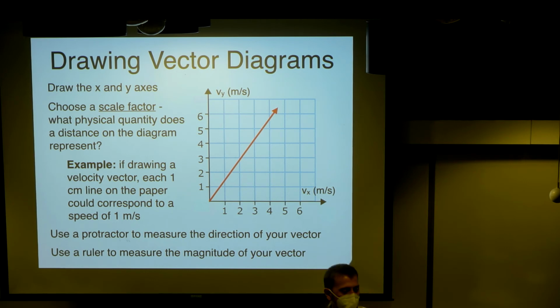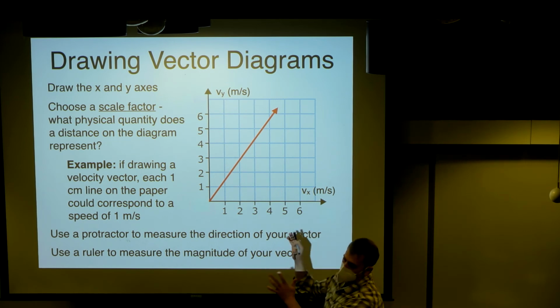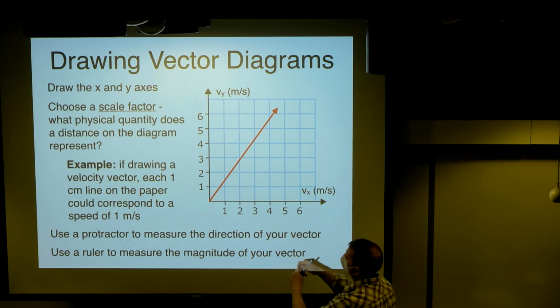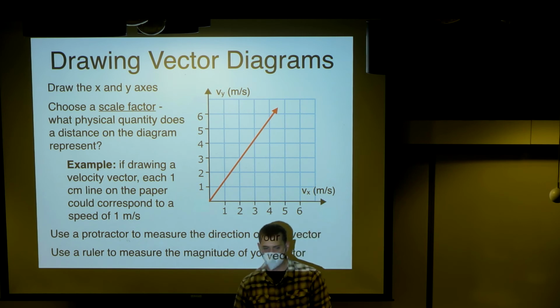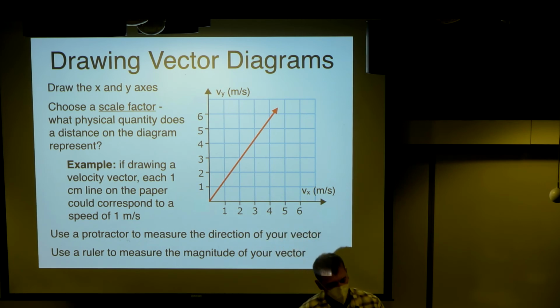So let me show you an example of when a scale factor is used in everyday life. If you're ever reading a map, you may see a little indicator at the bottom of the map with a bar that says this length represents, I don't know, 10 miles, 100 miles, whatever. That's an example of a scale factor, right? In other words, we want to know what physical quantity are we representing with a certain distance on the diagram. So to take the example of a map, right?